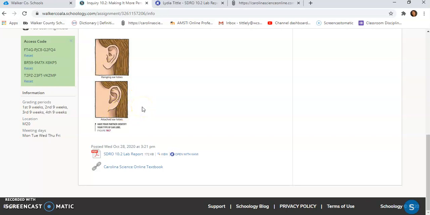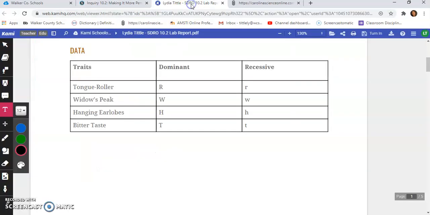If you can't judge that for yourself, then get someone at home to help you figure out if you have hanging earlobes or attached earlobes. On your chart, if you have hanging earlobes, then that is the dominant trait, so you would mark this box. If you have attached earlobes, that is recessive, so you would mark the little H box.